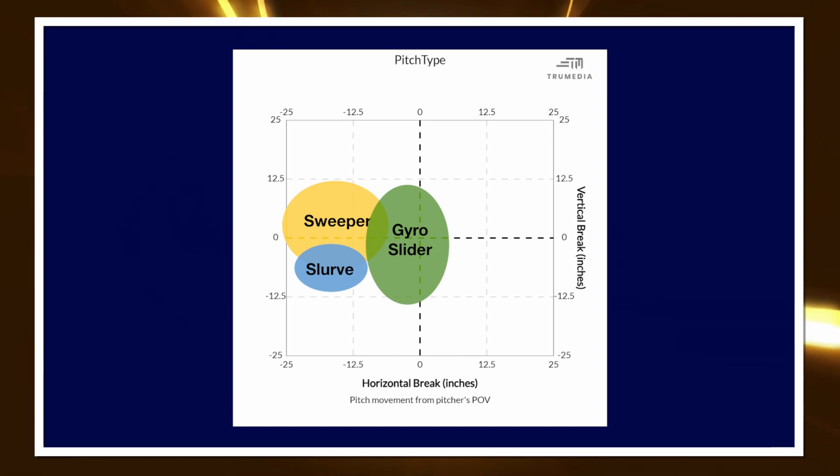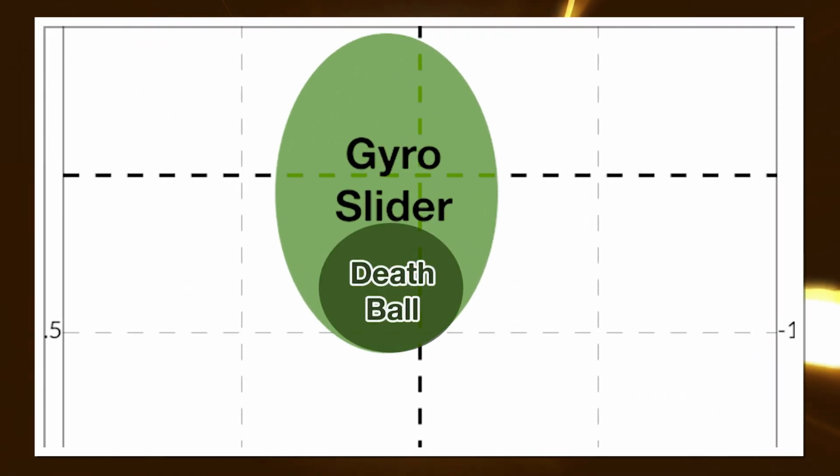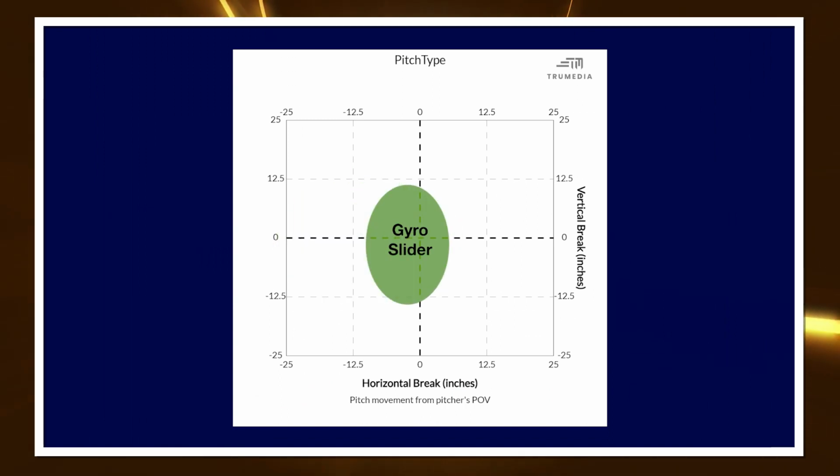The death ball is a particular subset within that gyro slider bucket. They have more drop than the regular population of gyro sliders, and they don't have the big glove side movement of a curveball or a sweeper. In the broad sense, this pitch is a slider. In the more specific sense, it's a gyro slider, and in the most specific sense, it's a death ball.